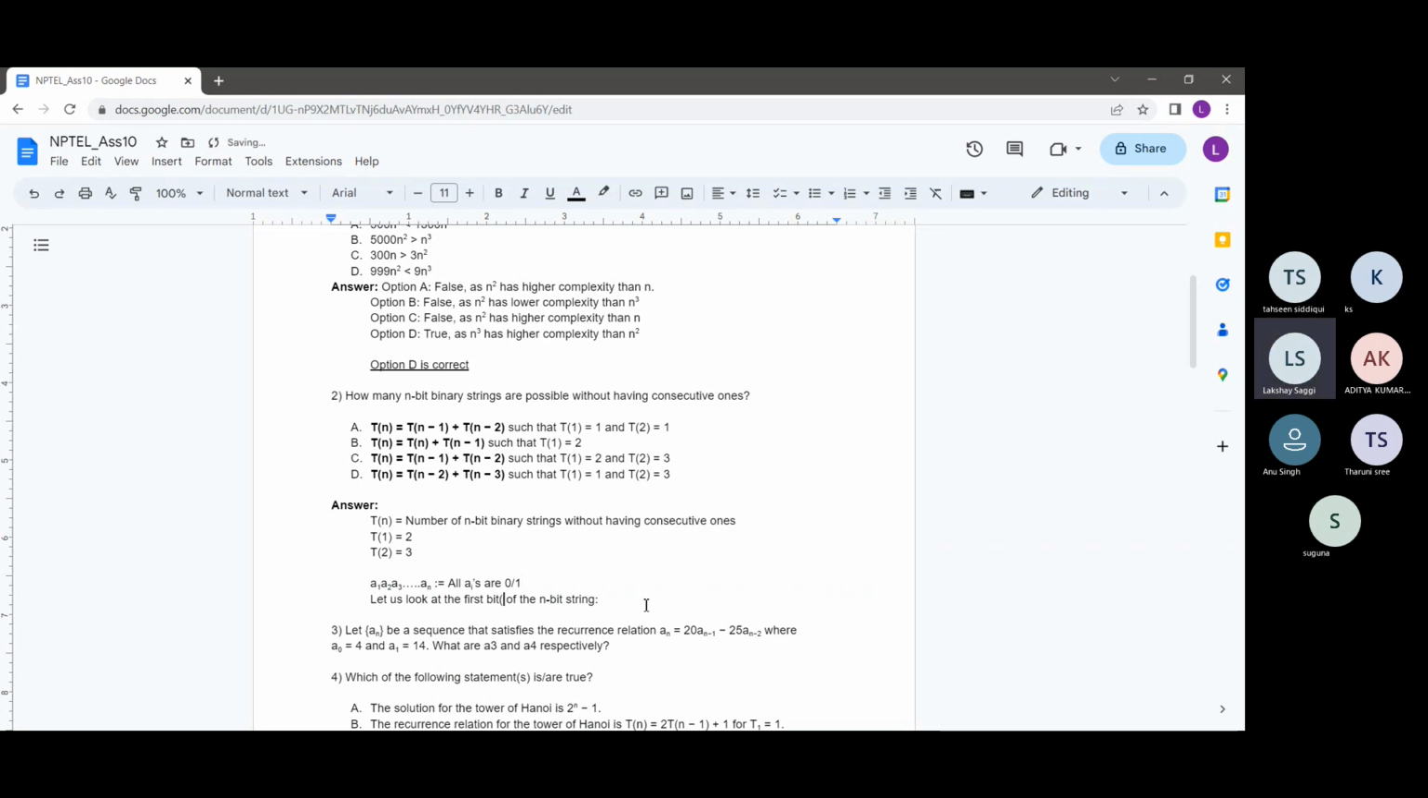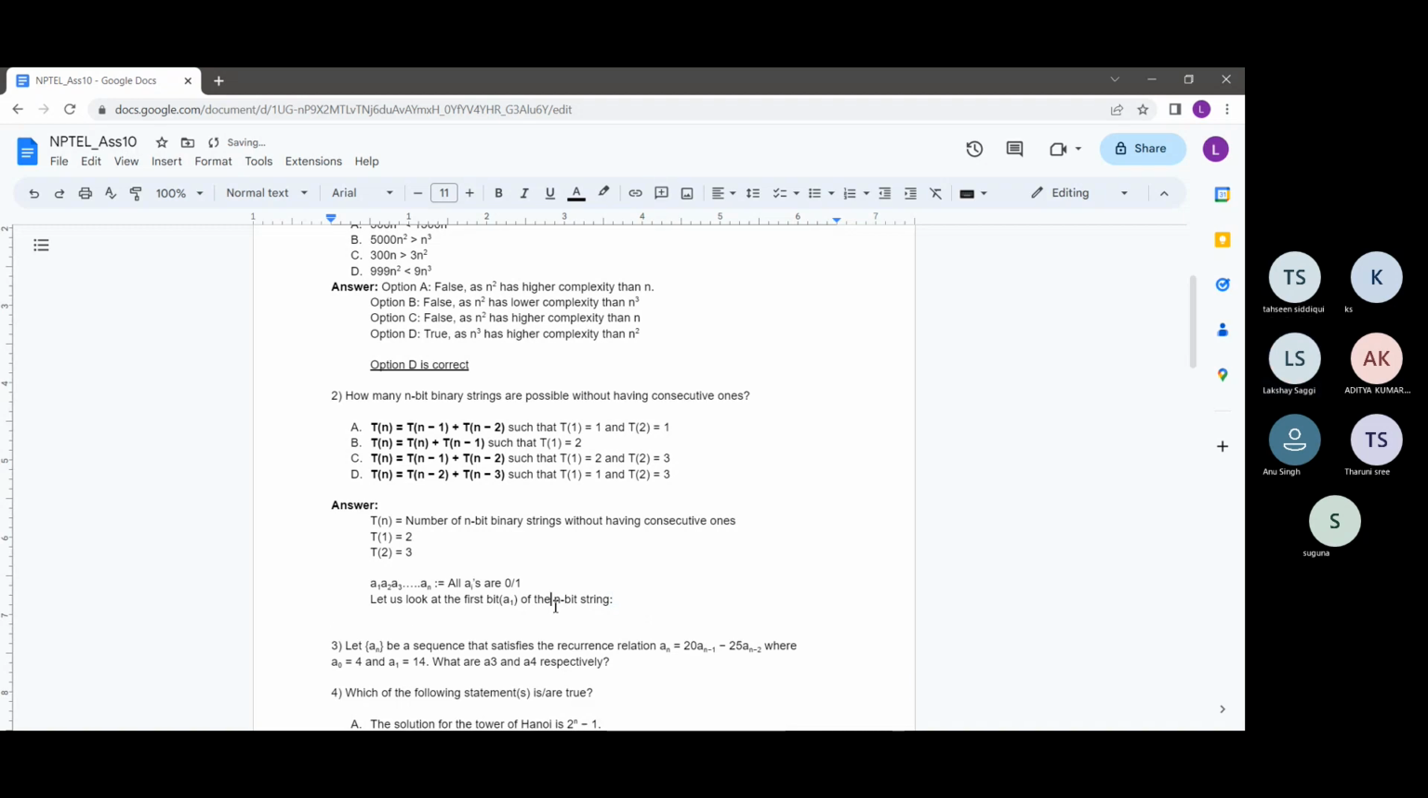That is A1, so let us look at A1. There can be two cases. Case one is A1 is 0. If A1 is 0, then what can we say for the possible values of A2, A3 up to AN? How many values can they take so that they do not contain any consecutive ones?